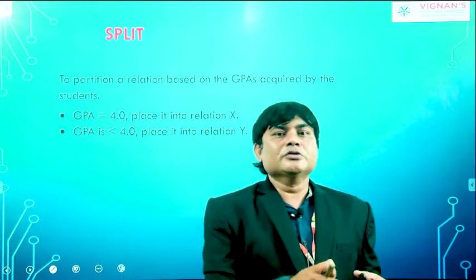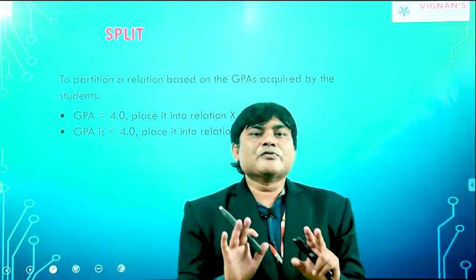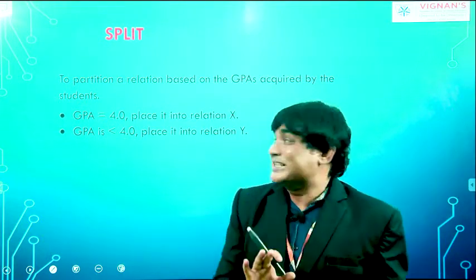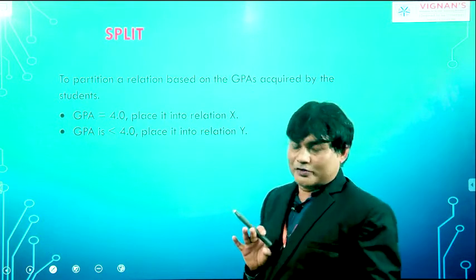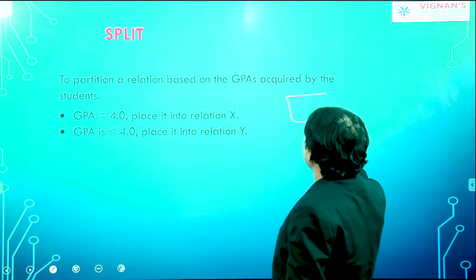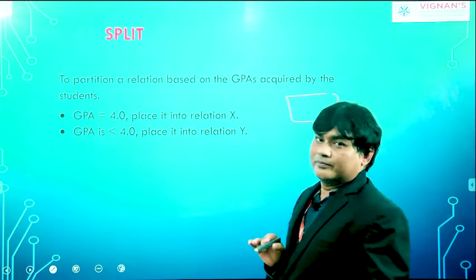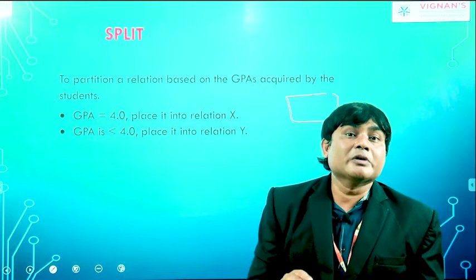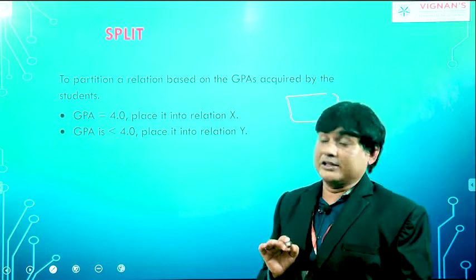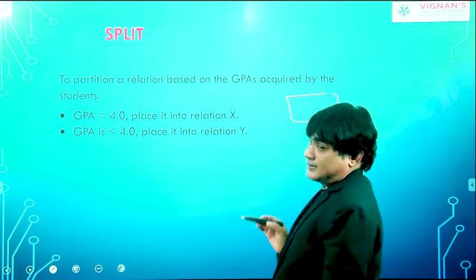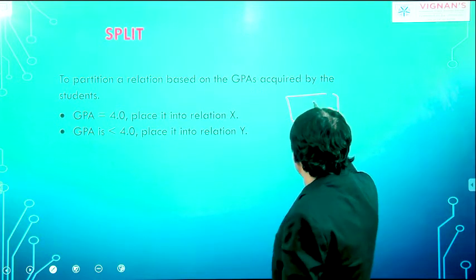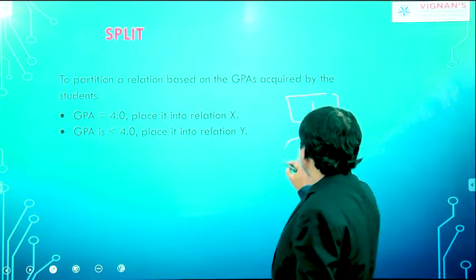Relations can be divided into many parts. That is called splitting. Here I am doing some partitions on relations. I am going to carry out partitions on a relation based on the GPA acquired by the students. Here I am making two partitions. These relations will have two partitions.